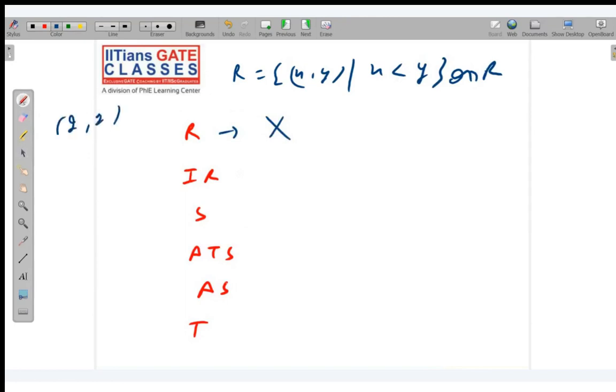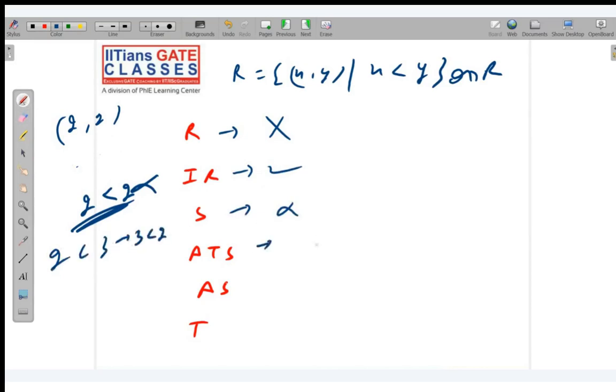Why can 2 not be there? Because 2 is equal to 2, but we want strictly less. 2 is not less than 2, that's why it is not reflexive. Irreflexive, yes, because there is no self loop. Symmetric, no, because 2 is less than 3, but can you conclude 3 is less than 2? No.